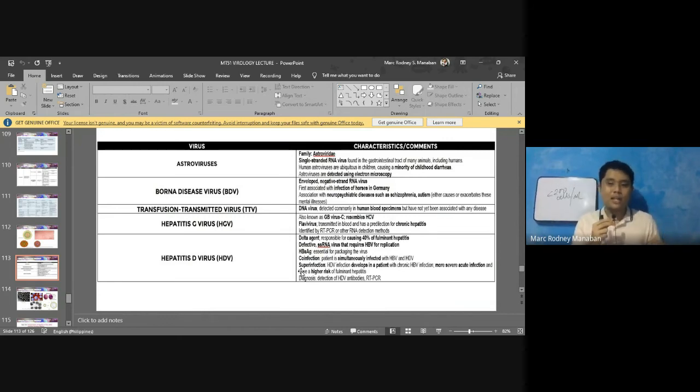So it is a flavivirus, same family as HCV, transmitted in blood, and it can also produce chronic hepatitis. All right. Identified by RT-PCR and other RNA detection methods.